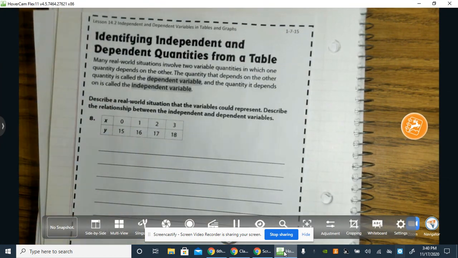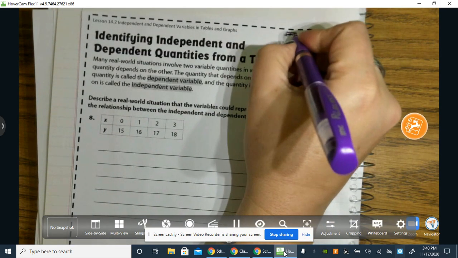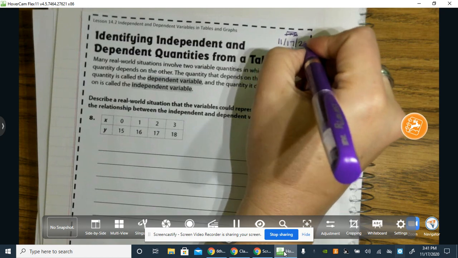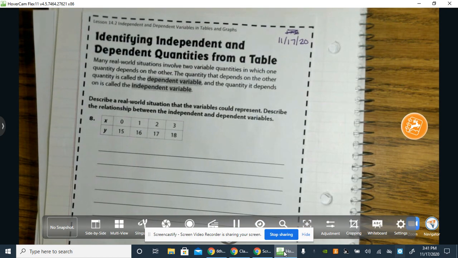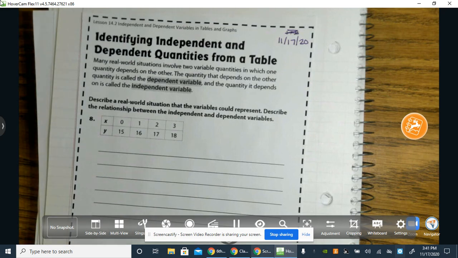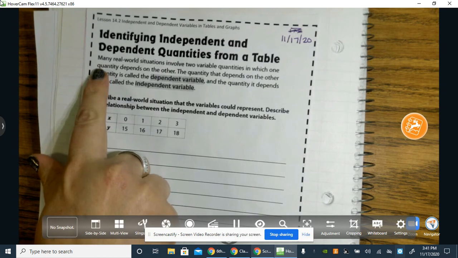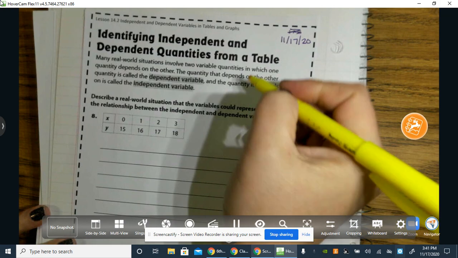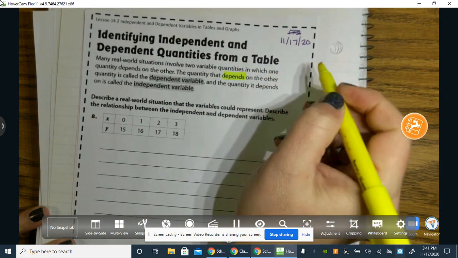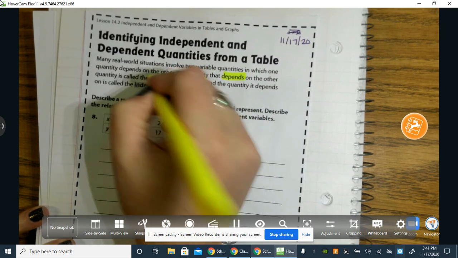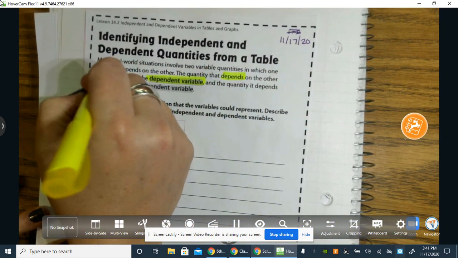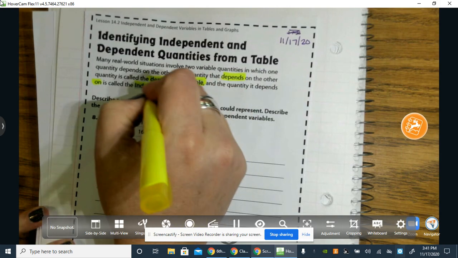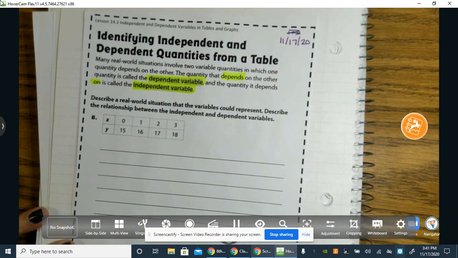So today is the 17th, so 11/17. I'm just going to cross this out, 2020. And before I start on this, I'm going to talk more about independent and dependent variables. If you read this paragraph, it says many real-world situations involve two variable quantities in which one quantity depends on the other. The quantity that depends on the other is called the dependent variable, and the quantity it depends on, so the one that's dependent on something, is dependent on the independent variable.